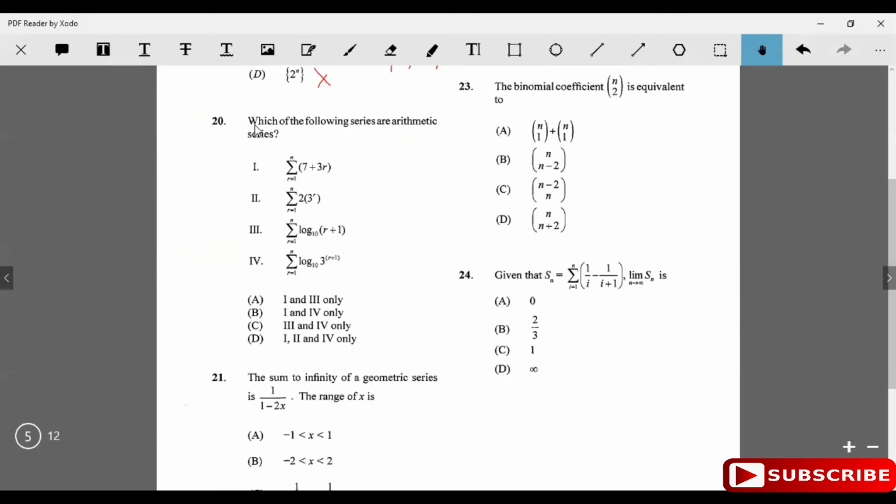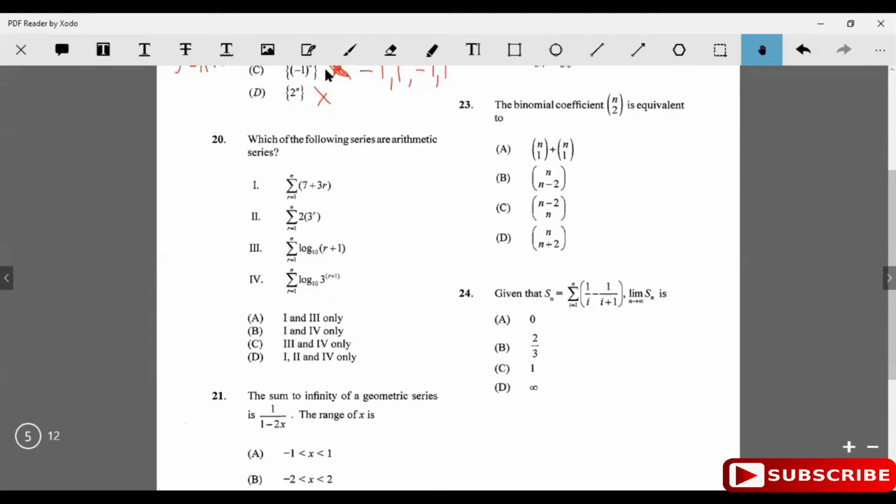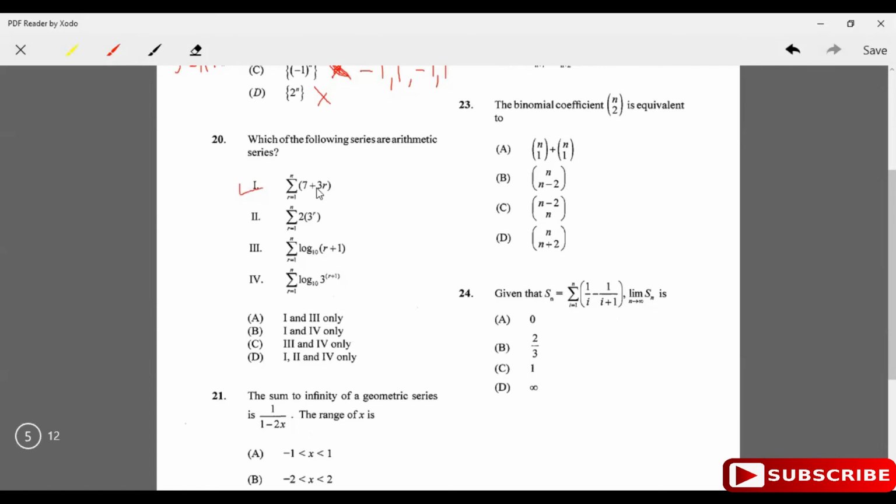Question 20. Arithmetic. Number 1 is definitely in it. They ask which of them are arithmetic. Number 1 clearly is arithmetic. If you put R as 1, you get a common difference of 3. You get 10, 13, 16, 19 onwards, and this has a common difference of 3. Very good. So that clearly is arithmetic. Once you find that each term has a common difference, then it is arithmetic.